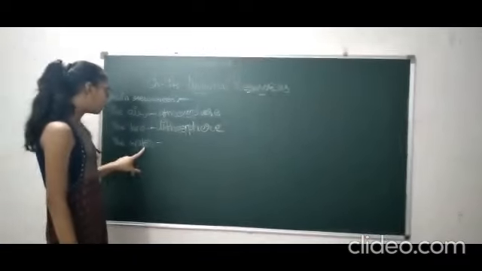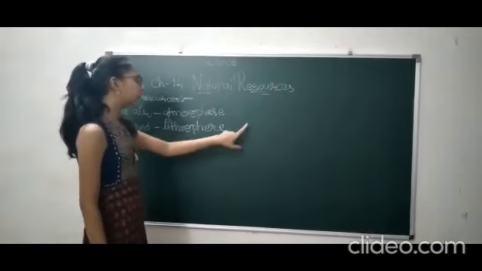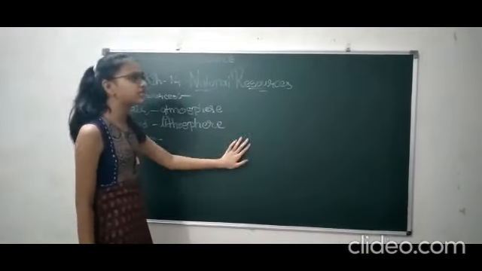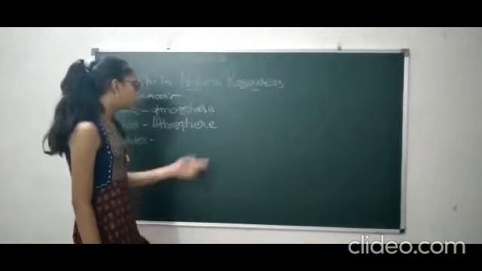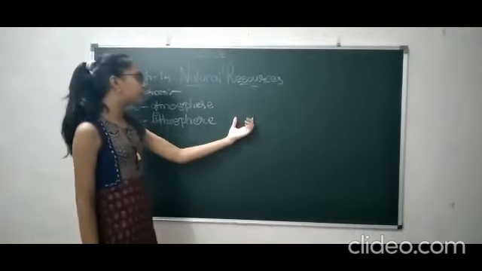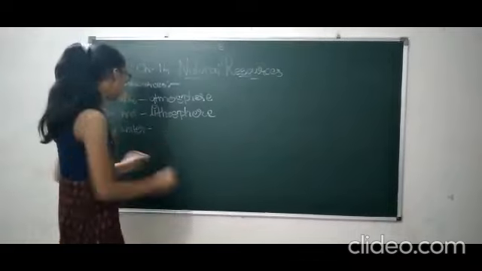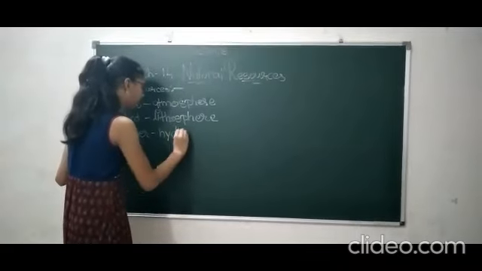Now we will talk about water. I have explained that the earth has 75% of water in which aquatic animals live. So that 75% of water is called hydrosphere.